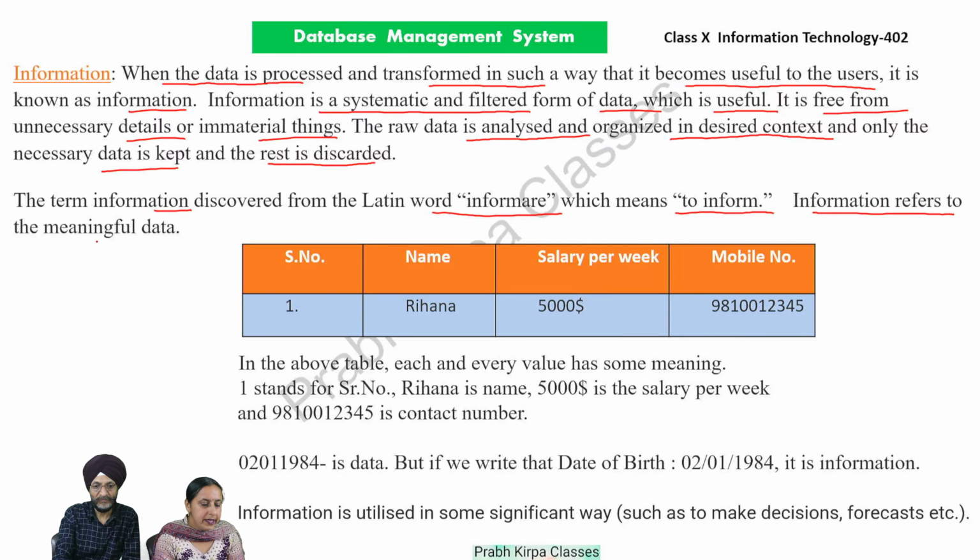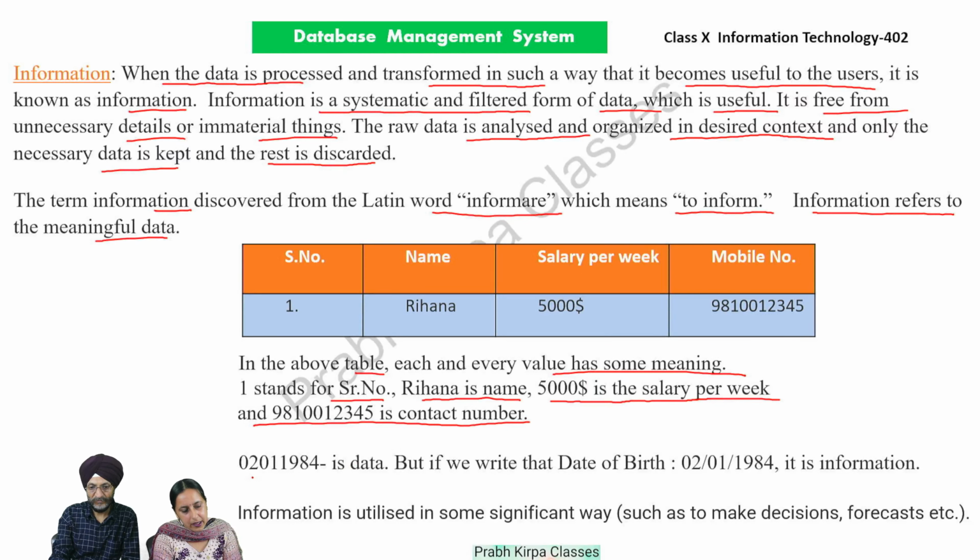Information refers to meaningful data. In the above table, each and every value has some meaning. One stands for serial number. Rihanna is name. $5,000 is his salary per week. And 98100123455 is contact number. 020119884 is data. But if we write that date of birth, 2nd January 1984, it is information. Information is utilized in some significant way, such as to make decisions, forecasts, etc.